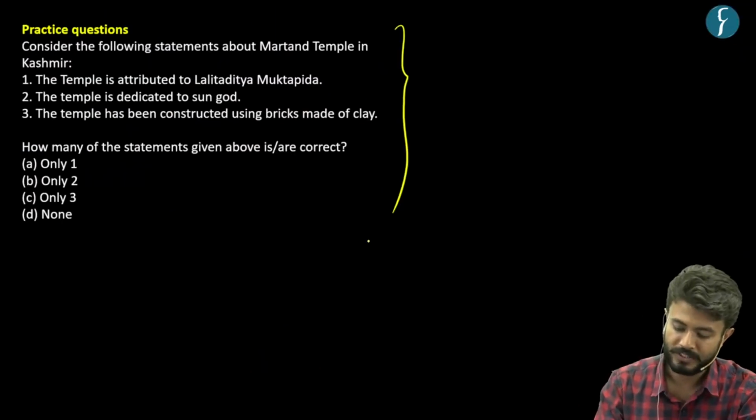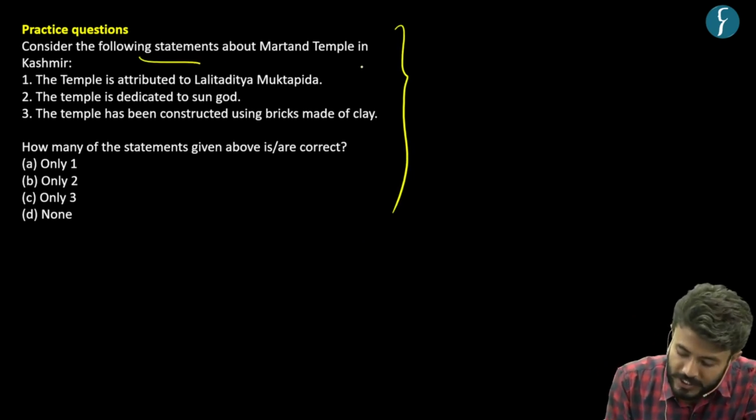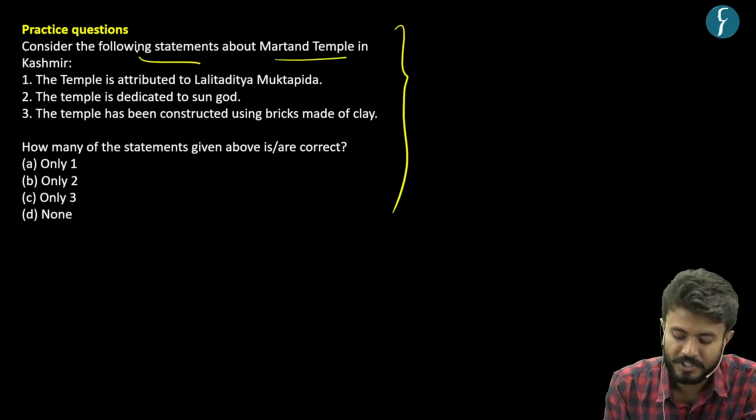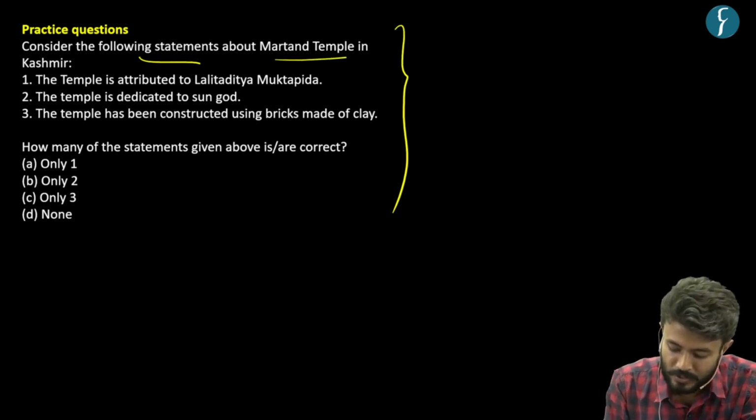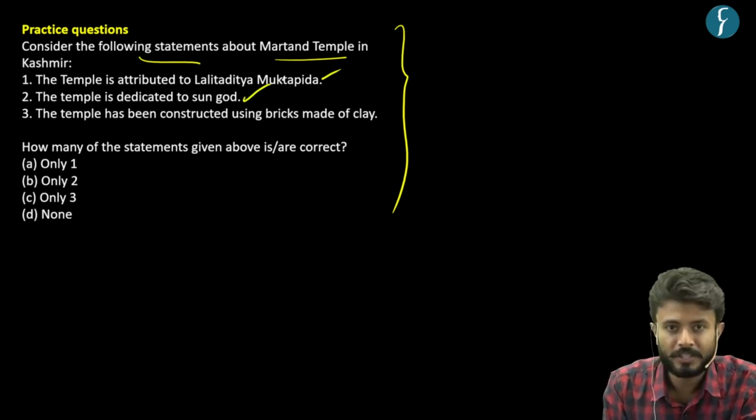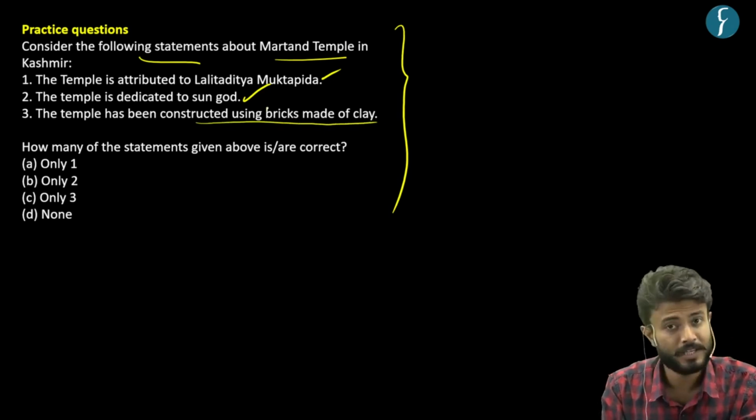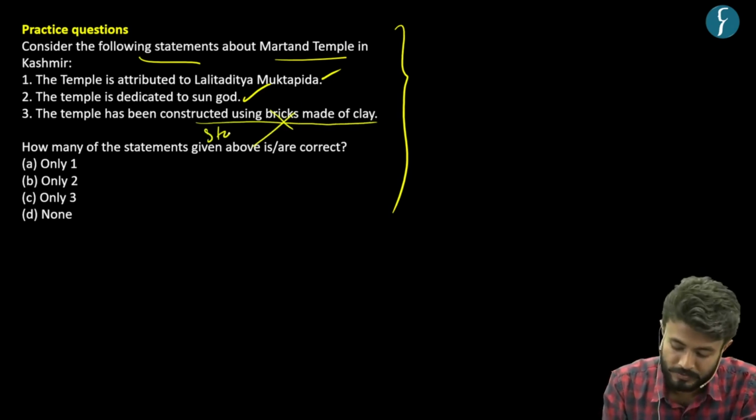Now, let us try to attempt the practice question. Consider the following statements about Martand temple in Kashmir. The temple is attributed to Lalitaditya Muktapida, factually correct. The temple is dedicated to the sun god, correct. The temple has been constructed using bricks made of clay. No, not bricks, it was of stones.